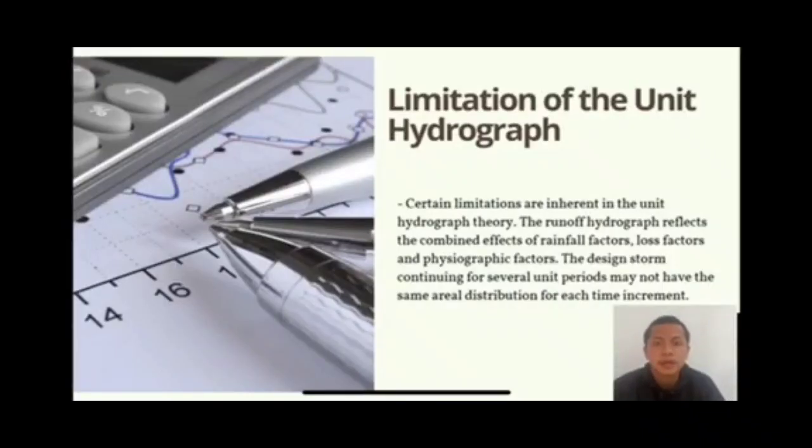Limitation of the unit hydrograph. Certain limitations are inherent in the unit hydrograph theory. The runoff hydrograph reflects the combined effects of rainfall factors, loss factors, and hydrographic factors. The design storm continuing for several unit periods may not have the same rainfall distribution for each time increment.